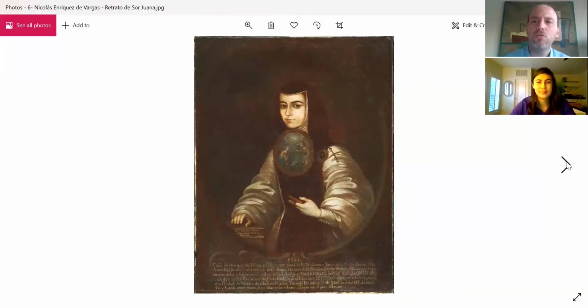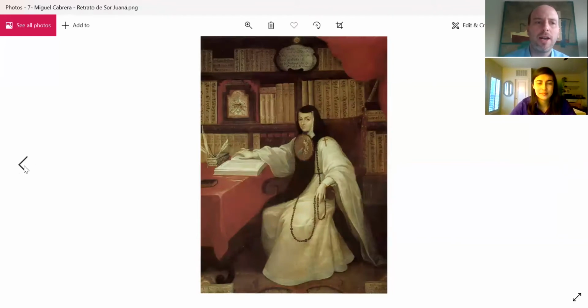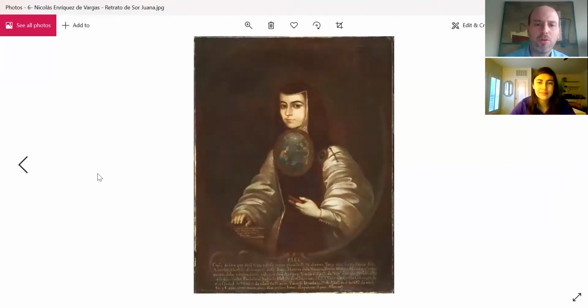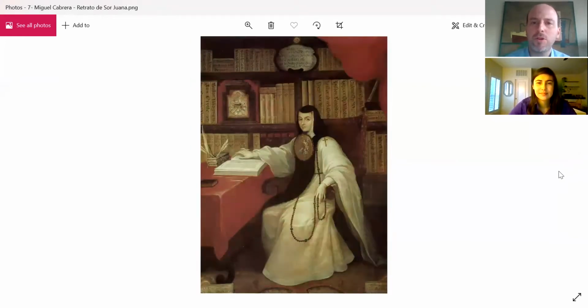Yeah, thank you so much, Akemi. I have brought two portraits of Sor Juana. The first portrait is probably as famous. This is attributed to Nicolás Enrique de Vargas. This is an 18th century portrait, which is currently in the Philadelphia Museum of Art. And the second portrait is the most famous portrait of Sor Juana, by Miguel Cabrera from 1750. I believe it's currently held in Mexico City, although I'm not sure exactly where it is.